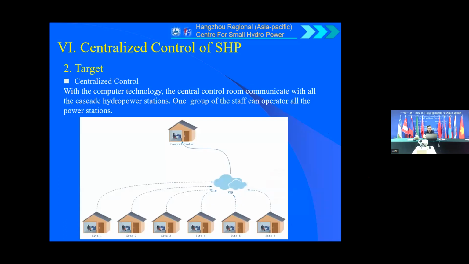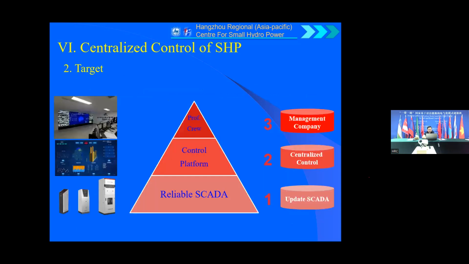So what we want to do is centralized control of the SHP. With computer technology, the central control room will communicate with all the cascade hydropower stations, so one group of staff can operate all the power stations. For the centralized control of SHP, we need to update the SCADA system of SHP. For each SHP, we need a reliable SCADA at each site, then a control platform for the SCADA system, and in the third step, we need a management company to manage the centralized control of all these power stations with a professional crew.